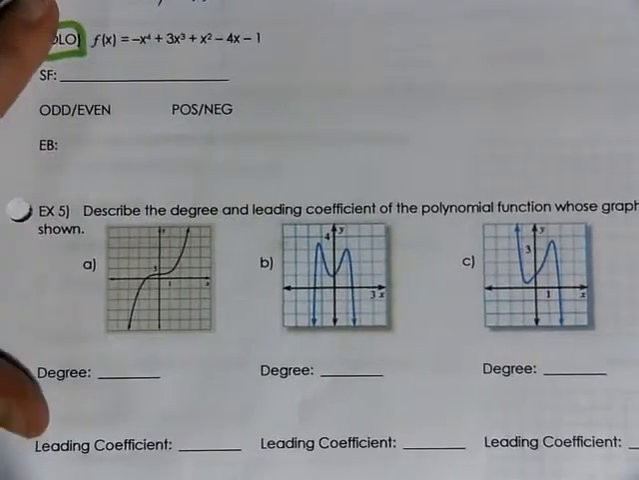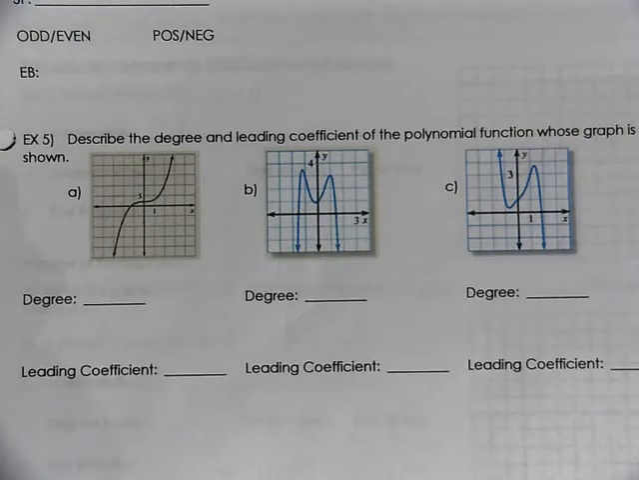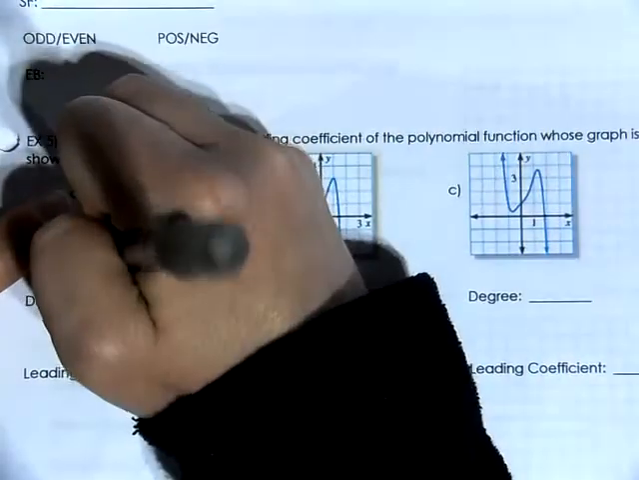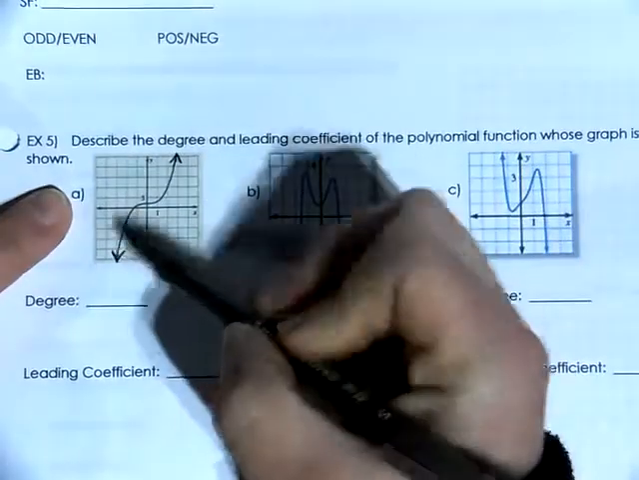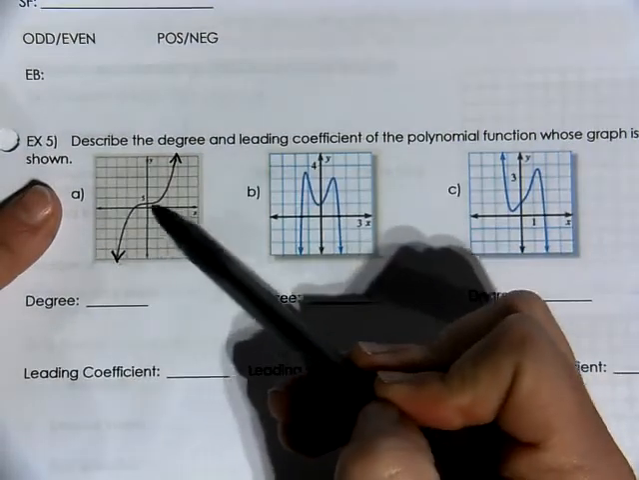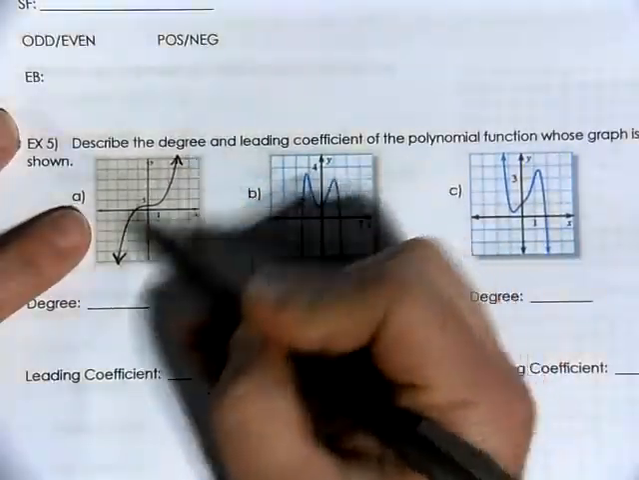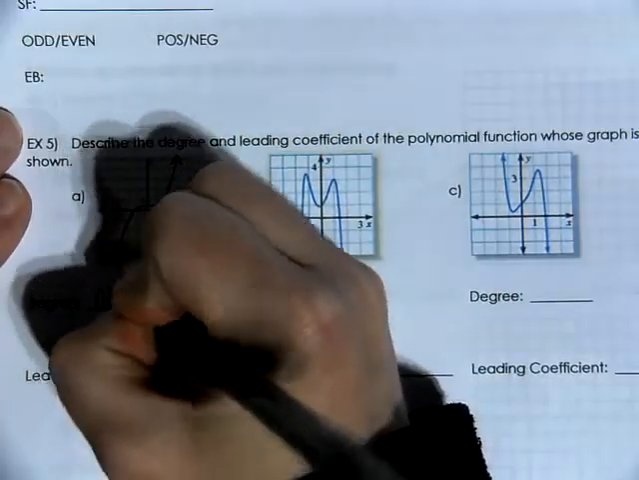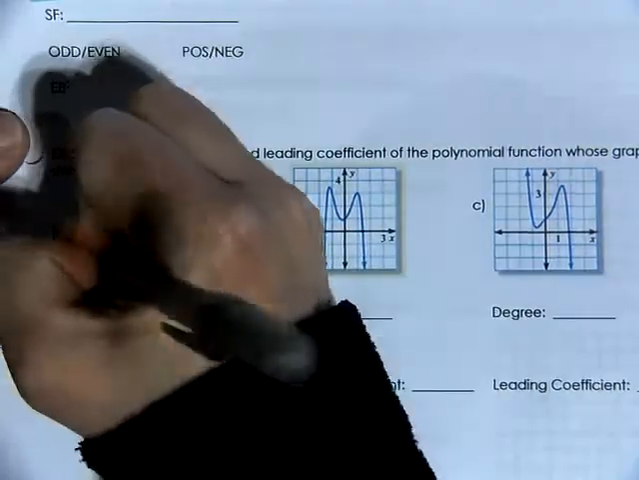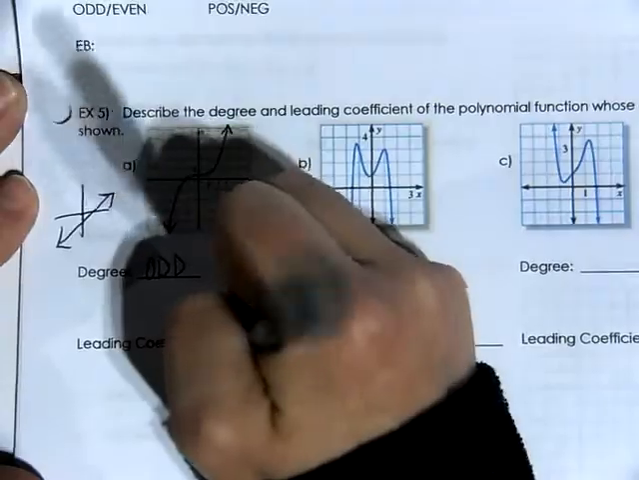Our last example for today is example number 5. It says, describe the degree and leading coefficient of the polynomial function whose graph is shown. So looking at letter A, we have an arrow that is pointing down and then an arrow that is pointing up. Because we're going from down to up, looking at the graph from left to right, it looks like it's increasing as our values of x increase. So therefore, because our arrows are going in different directions, I know that the degree is an odd degree. And because overall, going from left to right, it is increasing, just like a linear function with a positive slope, that tells me that my leading coefficient is positive.